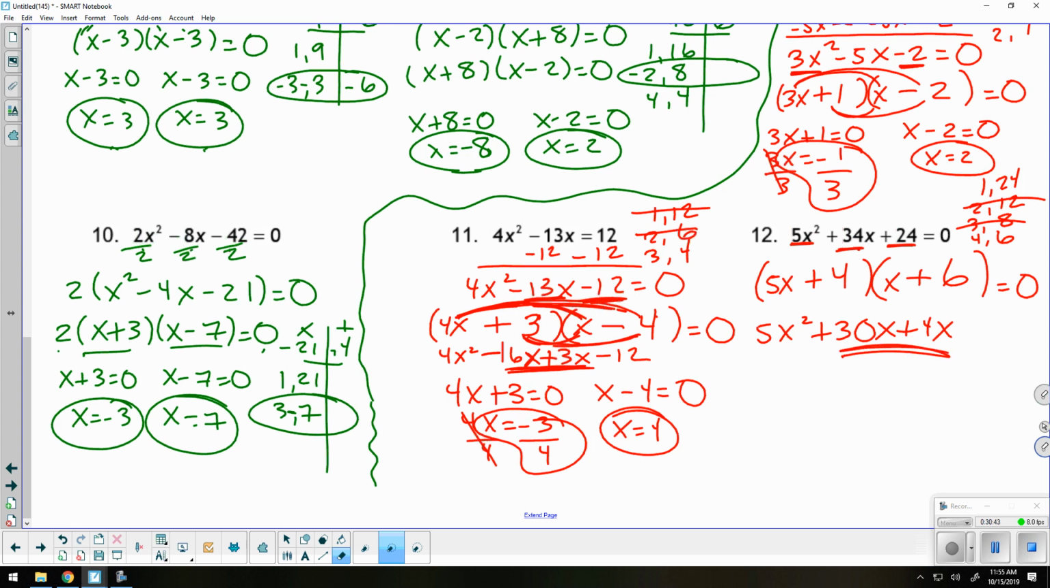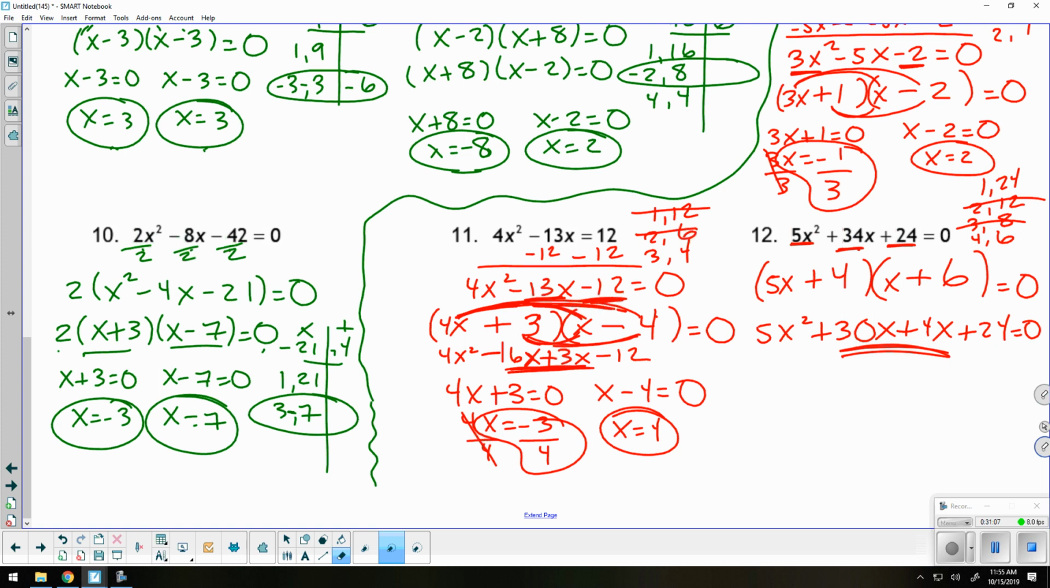That's 34x. Looks good. 4 times 6, that's 24. Looks like we're all set. So you almost have to visualize where you're placing the numbers before you even place them. You have to envision multiplying these out together before you even place the numbers down. That'll help you out significantly. As long as you're good at FOILing and multiplying two binomials together, that'll help you out a ton and save you some time and effort.